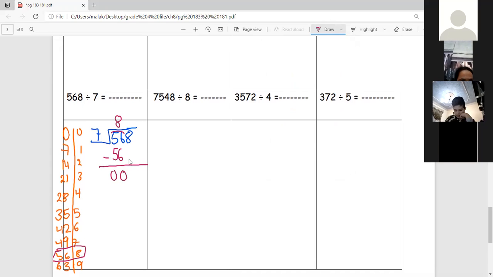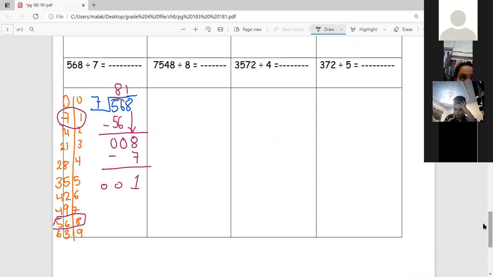We will bring down 8. The number that is close to 8 is 7. We will put 7 down and 1 up. We subtract them. The remainder is 1, and the quotient is 81. Bravo, Malak! Excellent.